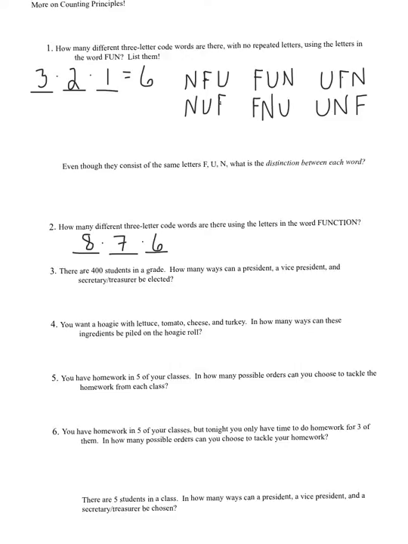The same way for question 3, 400 students, this is fundamental theorem. I have 400 students I can pick from for president, but then once that role is filled, only 399 for vice and 398 for secretary treasurer.